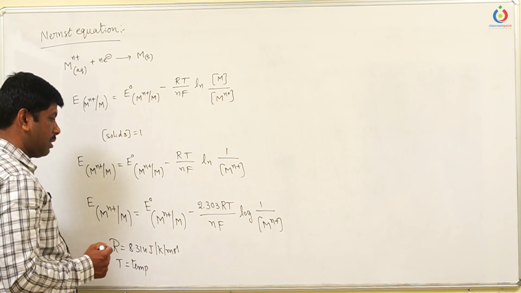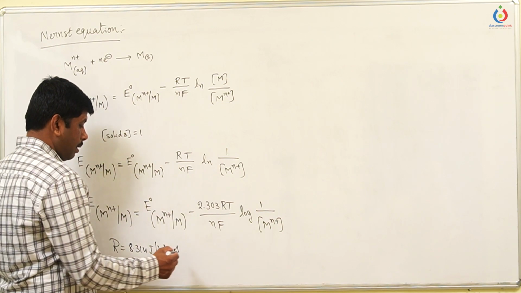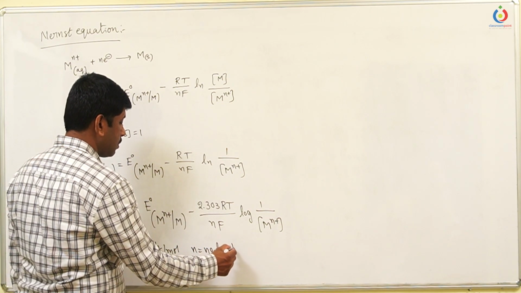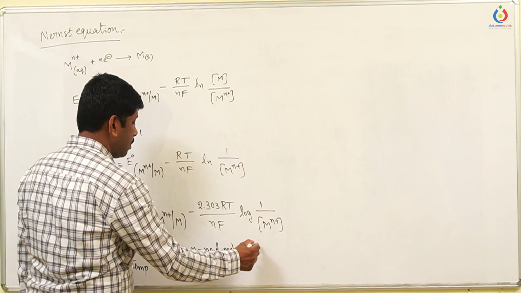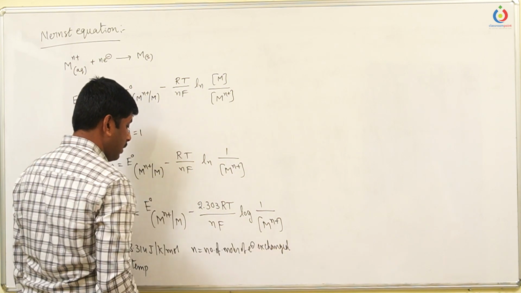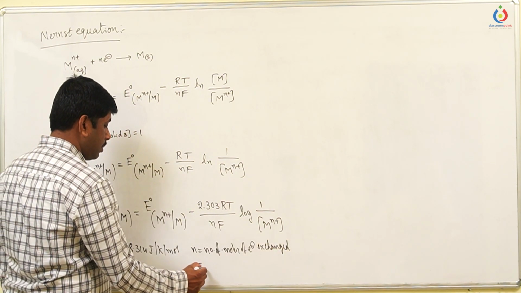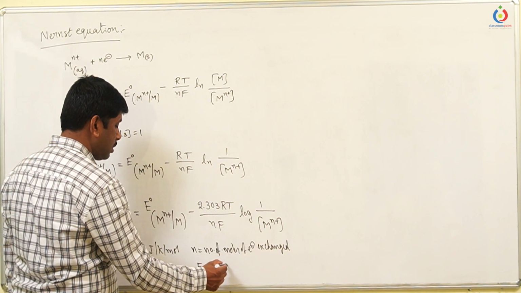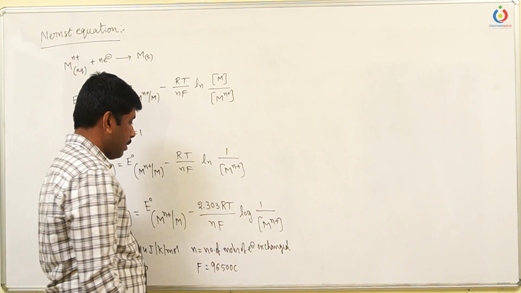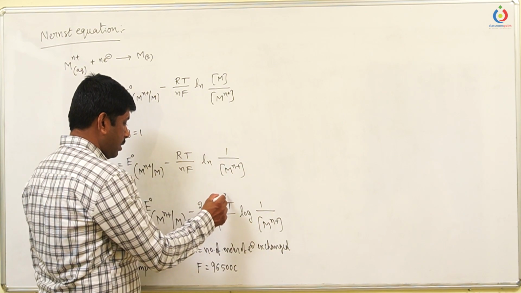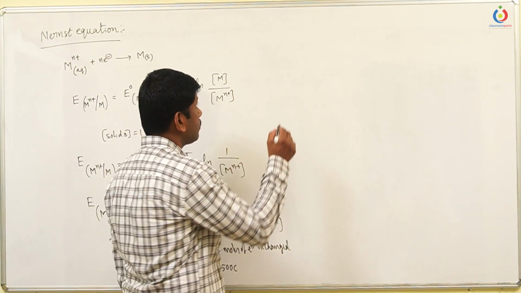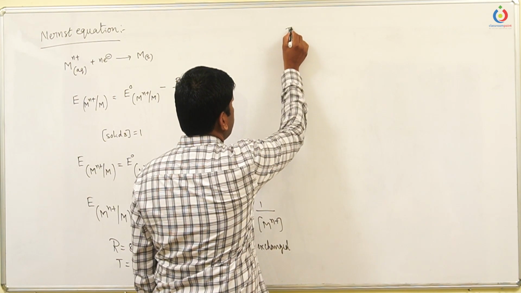When temperature changes, everything changes. n is the number of moles of electrons exchanged in the given reaction. F is the Faraday, whose value is approximately 96,500 coulombs.